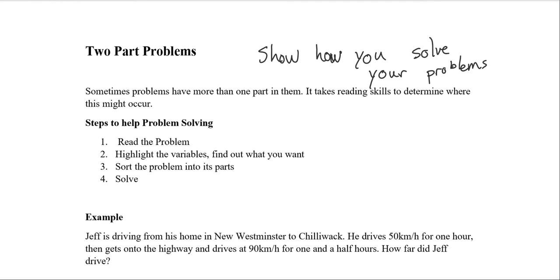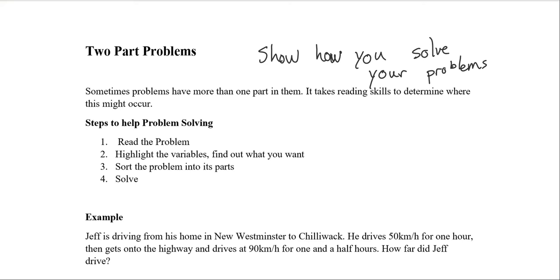Anyway, let's move on. Sometimes we're going to have problems that have more than one step, and it's going to take our reading skills to determine when this occurs. So there are some simple steps that'll help us keep it going. That'll also help us organize how we think. Step one, make sure you fully read the problem. Just skimming means you might miss certain information.